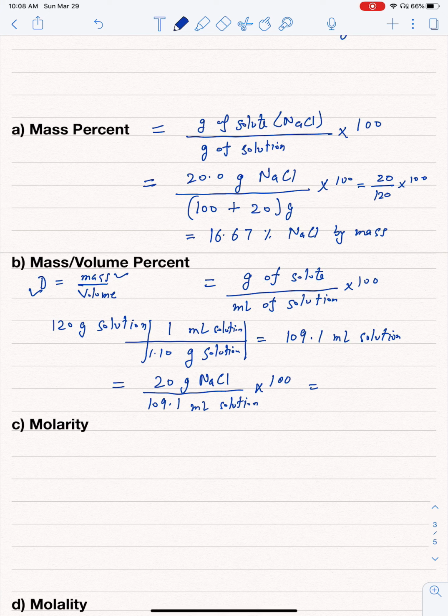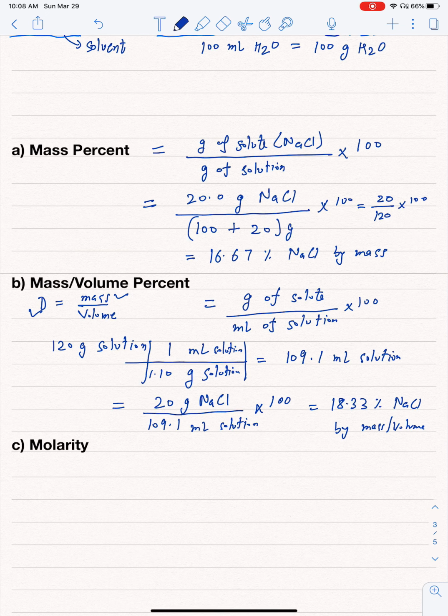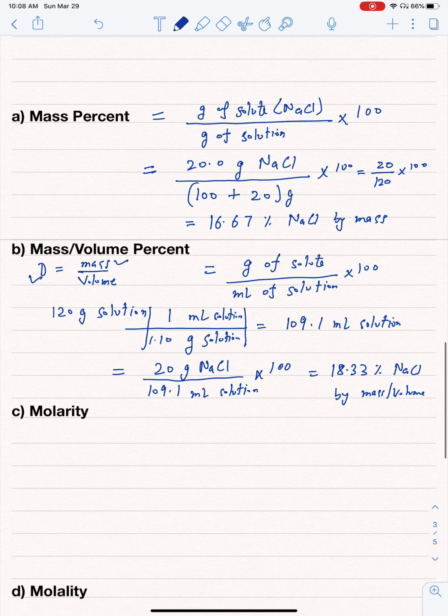So your mass volume percent comes out to be 18.33%. You can say NaCl, and you can say by mass volume. Okay, so the mass percent was 16.67%. Your mass volume percent is 18.33%. They're fairly close to one another, but they're not exactly the same. And like I said, they would be the same if the density of the resulting solution was 1.